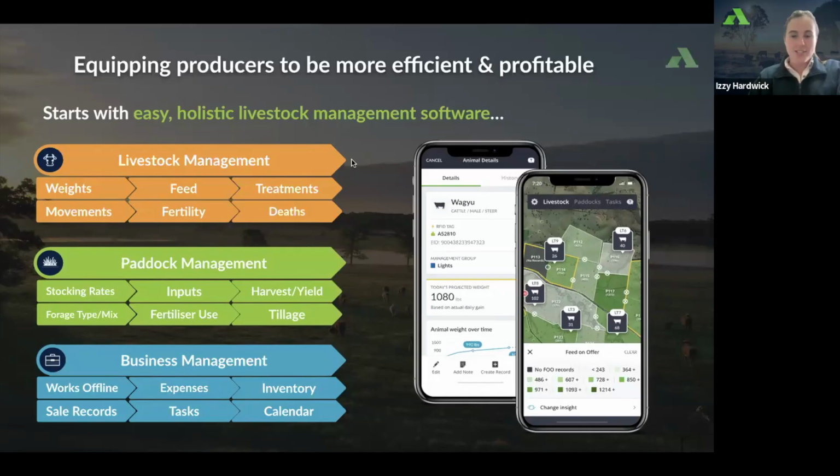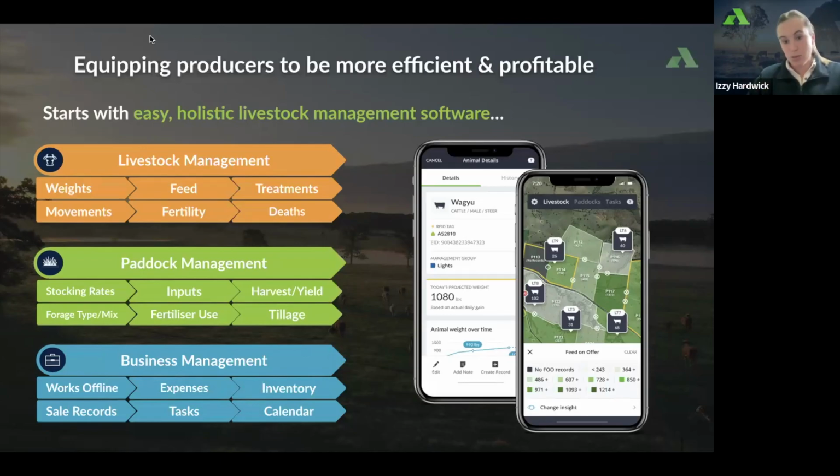So AgriWebb, essentially where we fit into your tech tools on farm, is we are the livestock management solution for lots of people on this call today. So we look after the livestock management part of your business, your paddock management, as well as overall business management. So we really do take into that holistic livestock management software functionality.